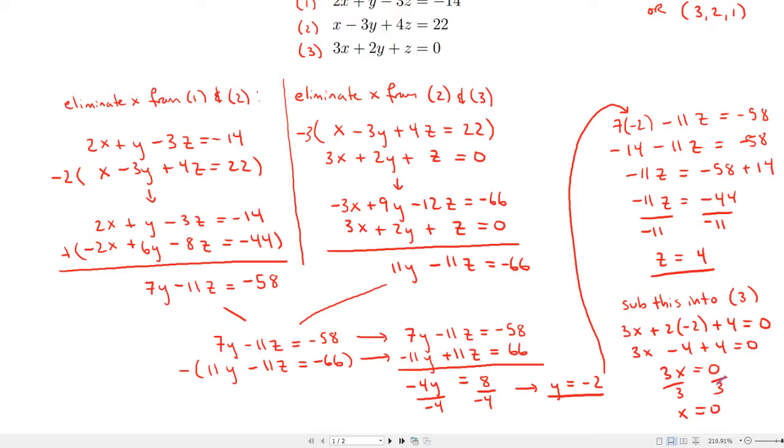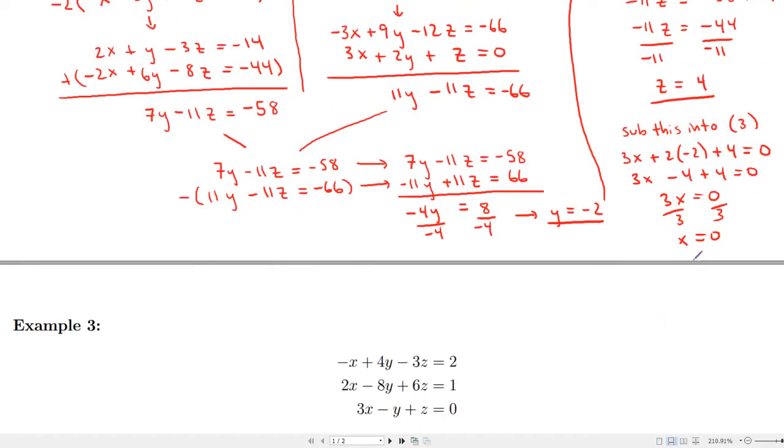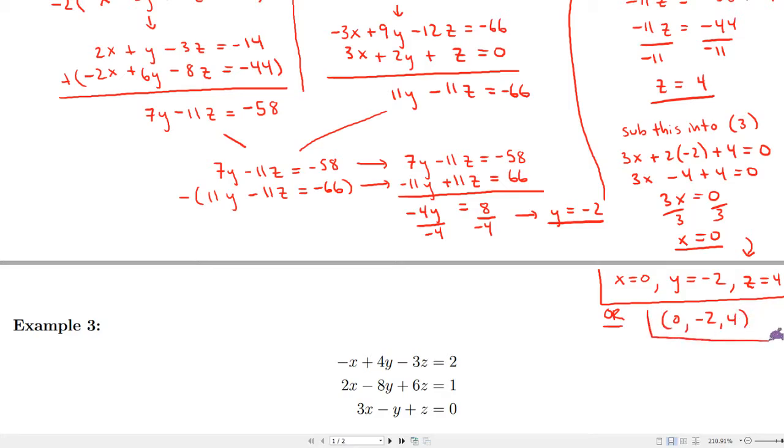So the final solution is, well, these three right here. Okay? But we could write it as x equals 0, y is equal to negative 2, z is equal to 4. So that's one way to write it. Or we could write 0, negative 2, 4. So you could write it either way, as a triple or just writing them all out like that.